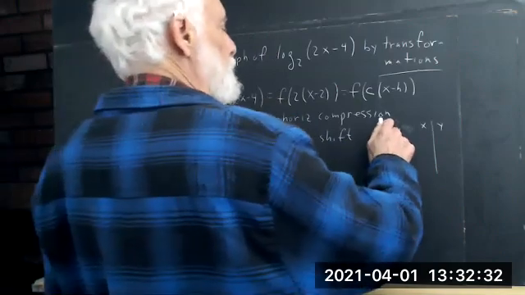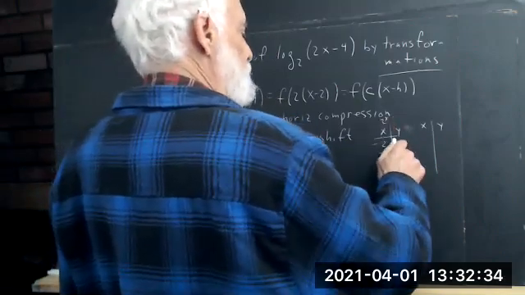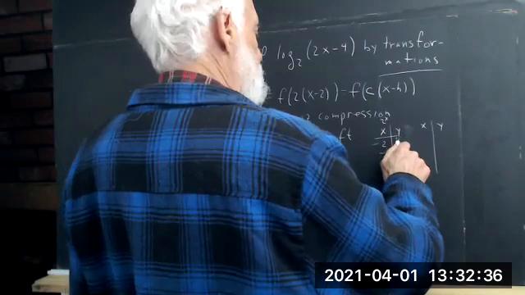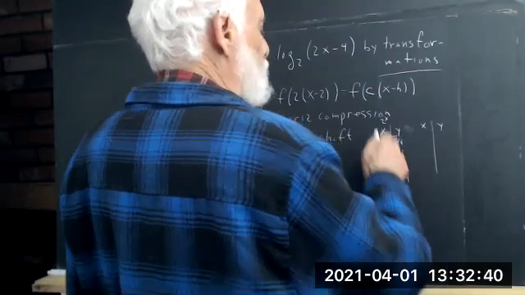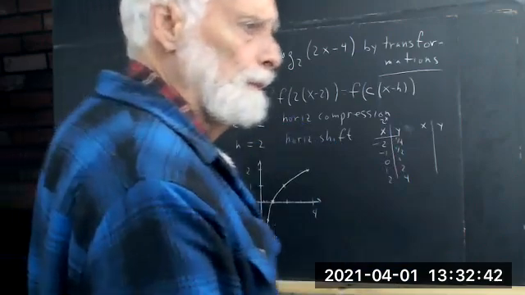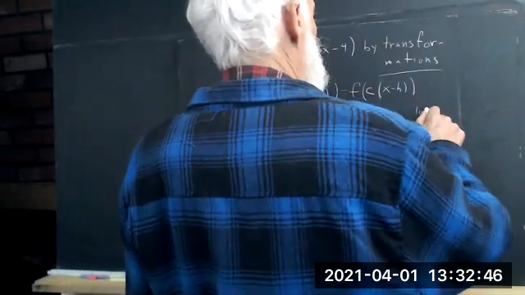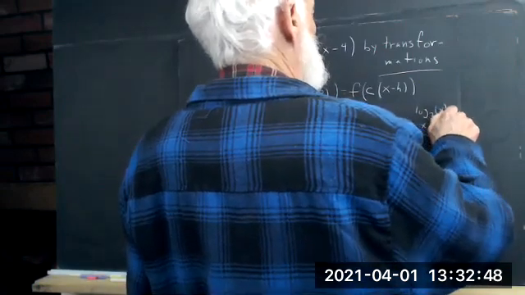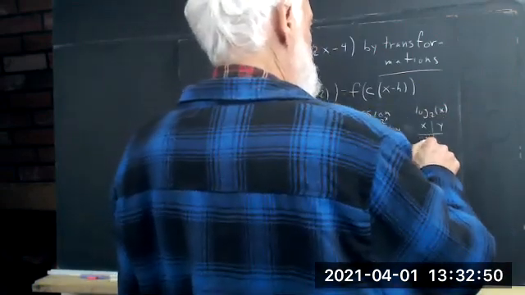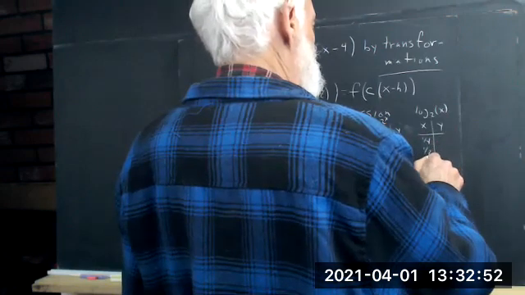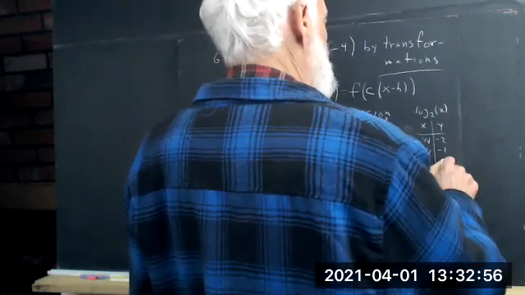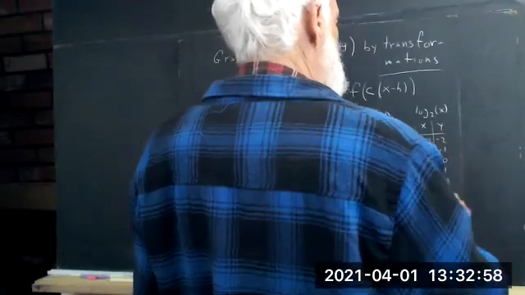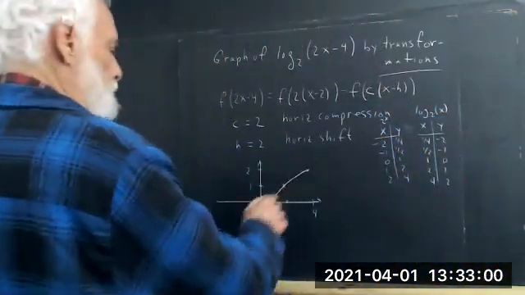Our 2 to the x function, we have 1/4, 1/2, 1, 2, 4 for our standard x values. And for the log base 2 of x function, we just simply invert the tables. And that's it.